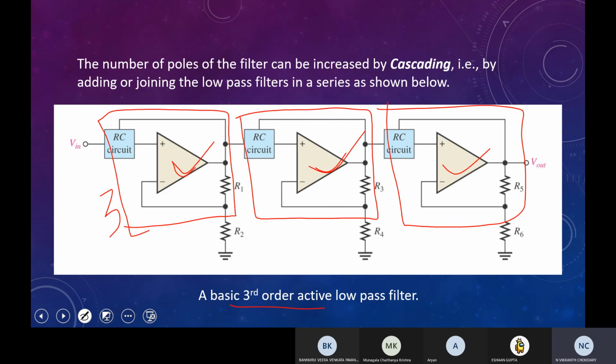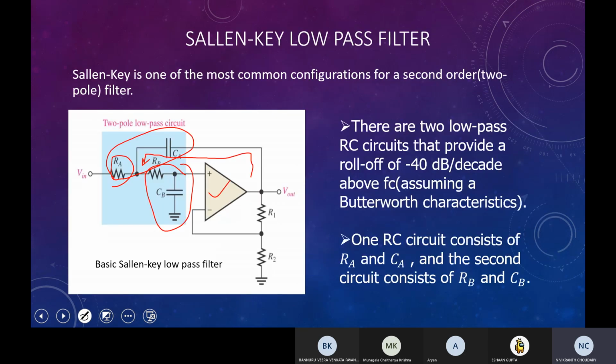If you take this part out, this whole thing is a two pole active filter, but we would be using the op amp two times. Here we are being more economical and more effective as well. We use the op amp only a single time, and we give feedback through a capacitor to the output. So this is a Sallen-Key low pass filter. There are two RC circuits, so this is a two pole filter.